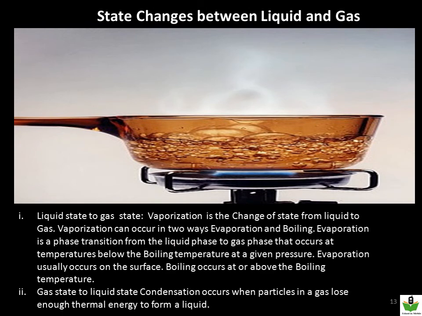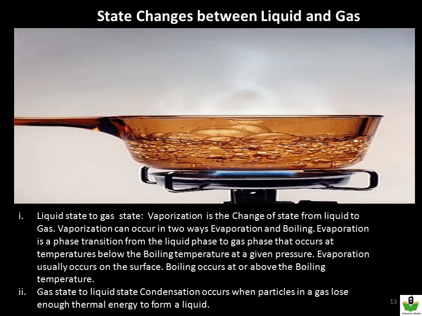Now we will move to state changes between liquid and gas. Vaporization is the change of state from liquid to gas. Vaporization can occur in two ways, that is evaporation and boiling. Evaporation is a phase transition from the liquid phase to gas phase that occurs at temperatures below the boiling temperature at a given pressure. Evaporation usually occurs on the surface. Boiling occurs at or above the boiling temperature.